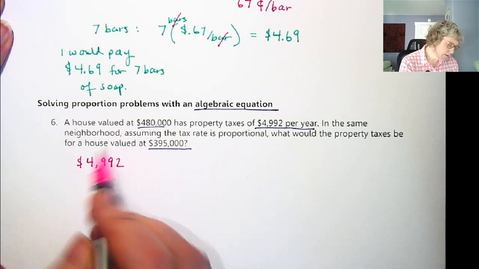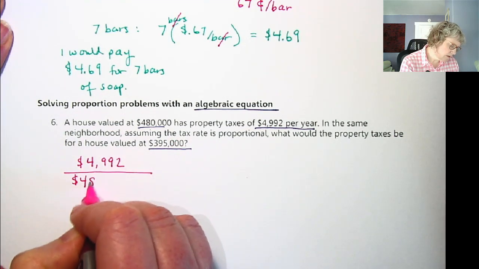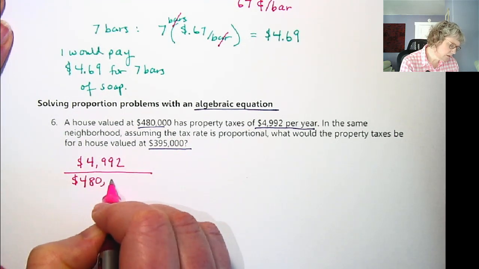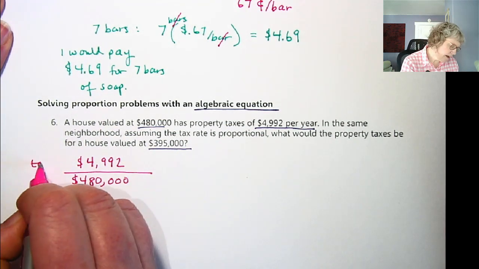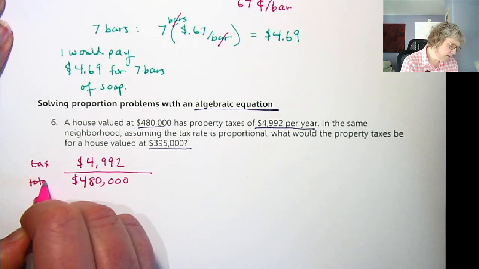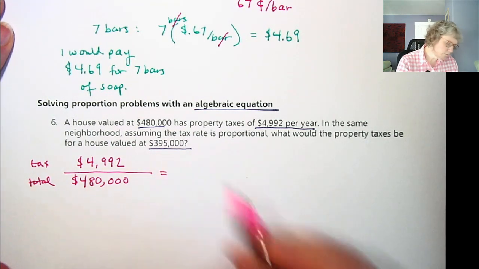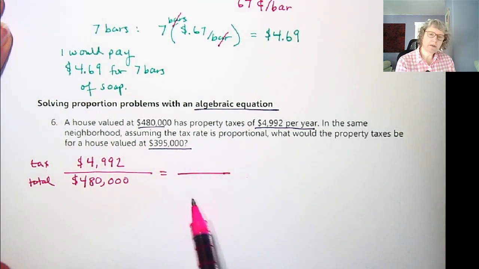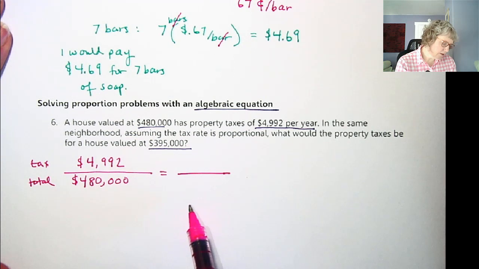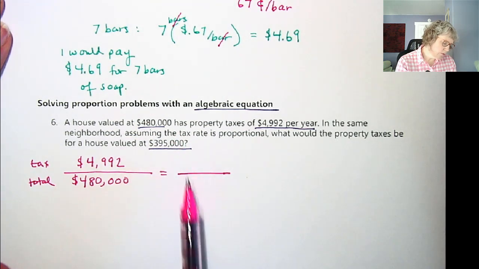4,992 in taxes over the 480,000. So what I'm doing is I'm putting the tax over the total. And if it helps to write that out, you can definitely do that. Then I'm going to set that equal to, and I'm going to put the other house in my second fraction. So what am I looking for? Is it the taxes or the total?